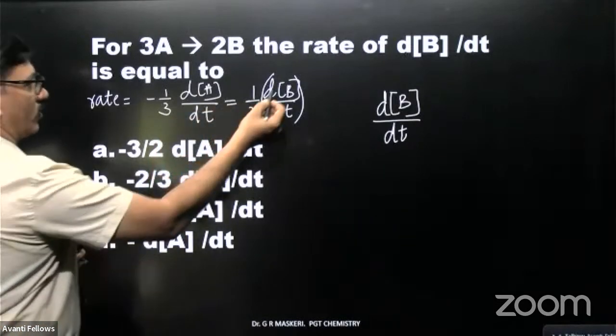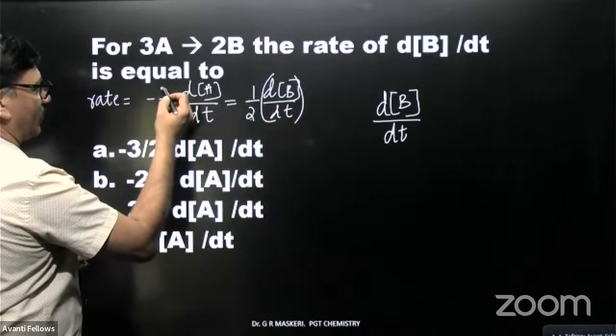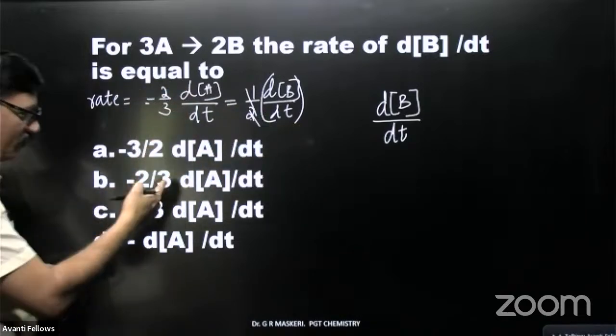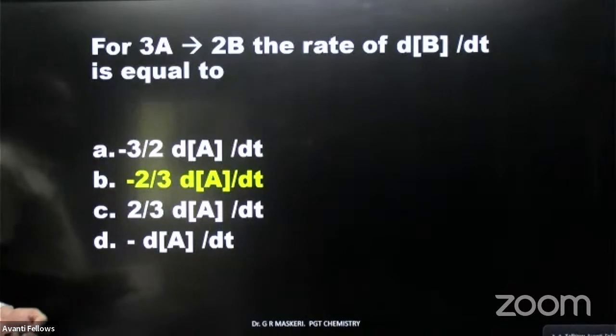So dB by dt is asked. This 2 is to be transferred here. This 2 is to be transferred here. Therefore, the minus sign is to be retained, and therefore it is the B value. Okay, fine.